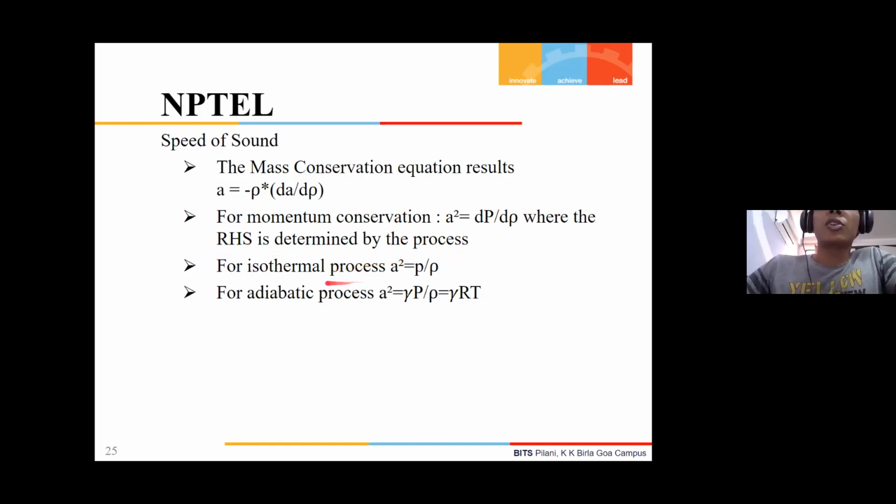For an isothermal process, it turns out to be a squared equals P by rho. And for an adiabatic process, which is in most cases the process that we use to model our simulations, the speed of sound is considered as a squared equals gamma RT, or gamma P by rho.